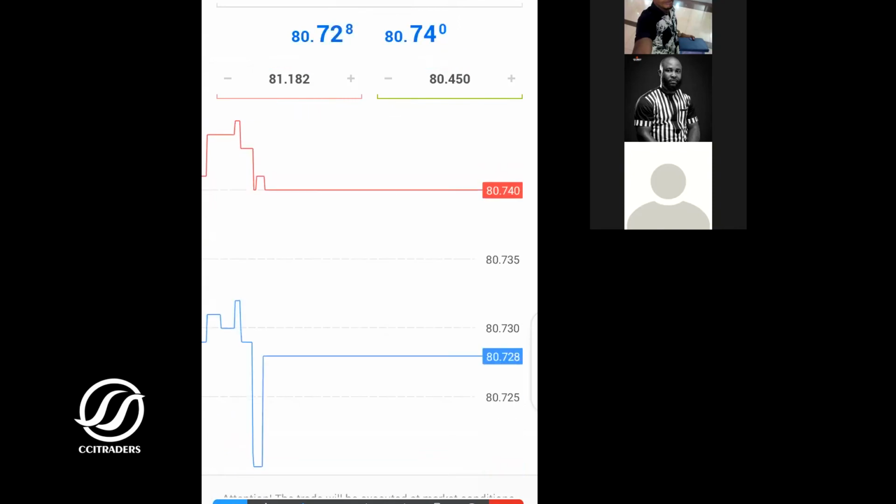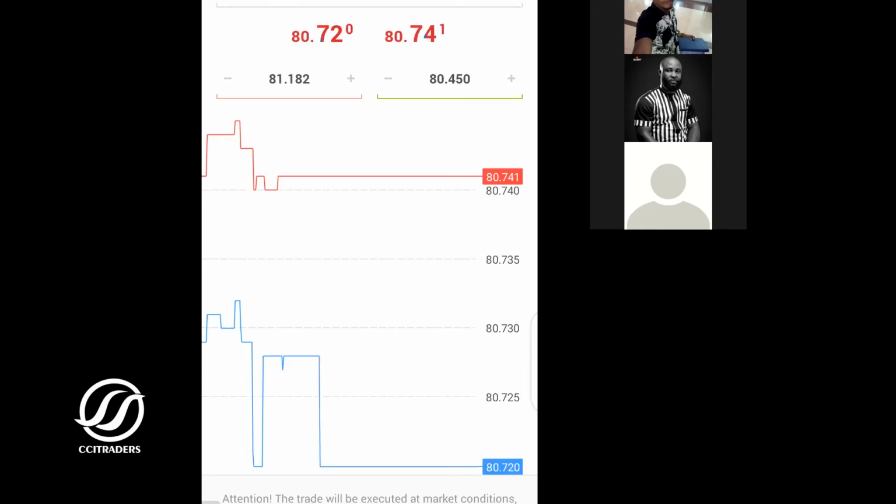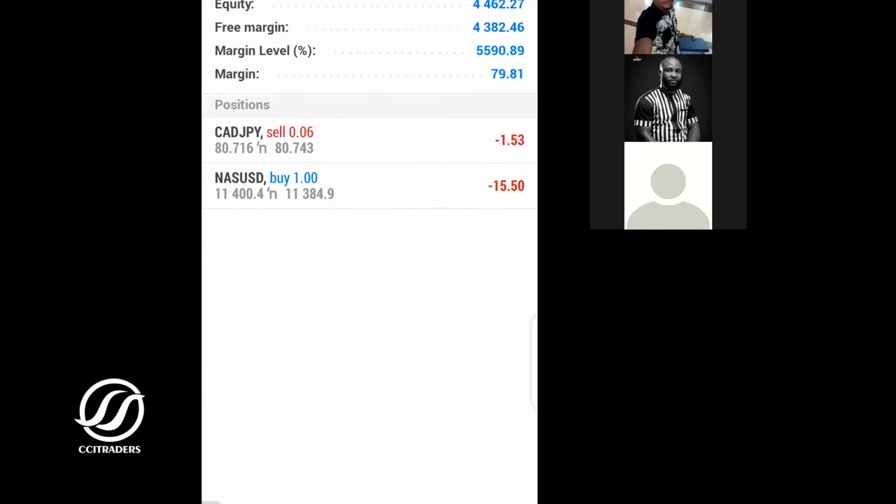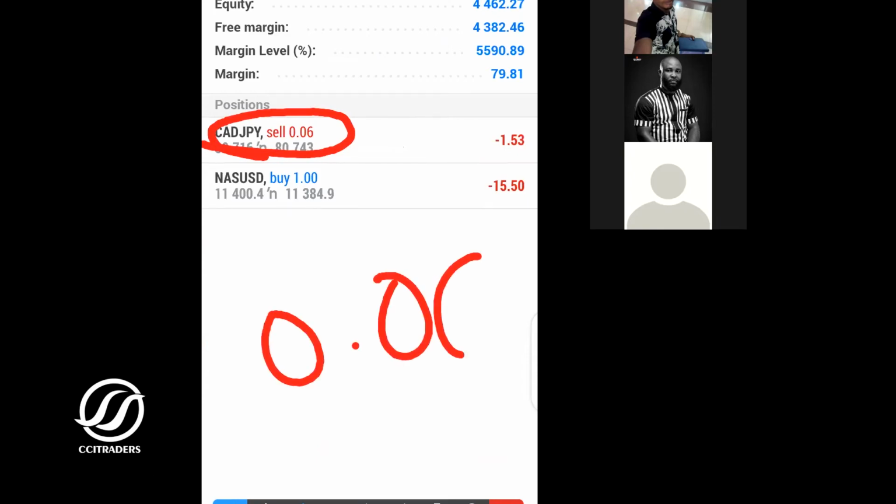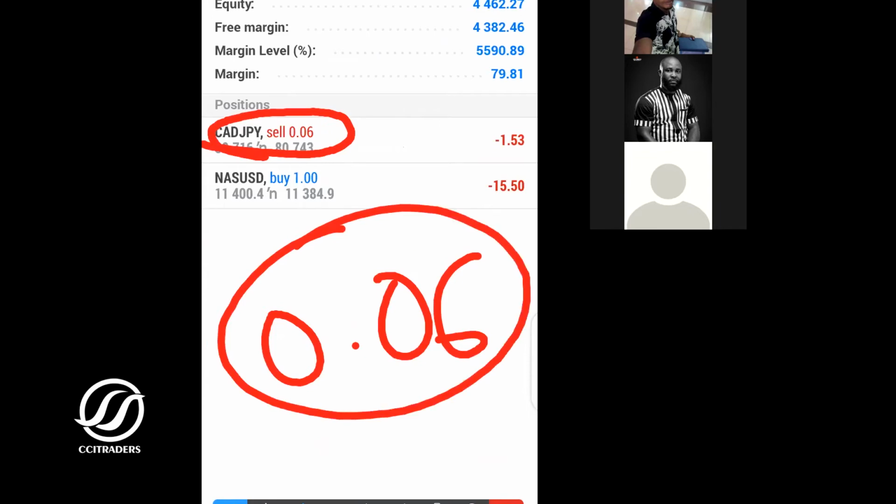So I simply do what? I simply click on the numbers on the left, the minus 0.01. So I'm clicking it, it is reducing to 0.04. Okay. Now if I click close this trade now, boom. I have taken a partial of my loss. So it means that I started trading this pair with a 0.10, but I have reduced my lot size to 0.06 while the trade is still running.